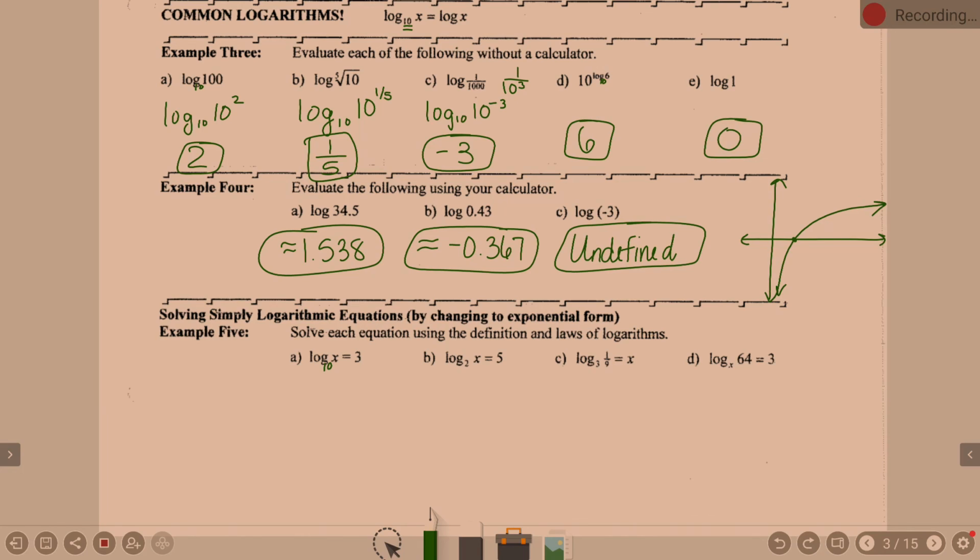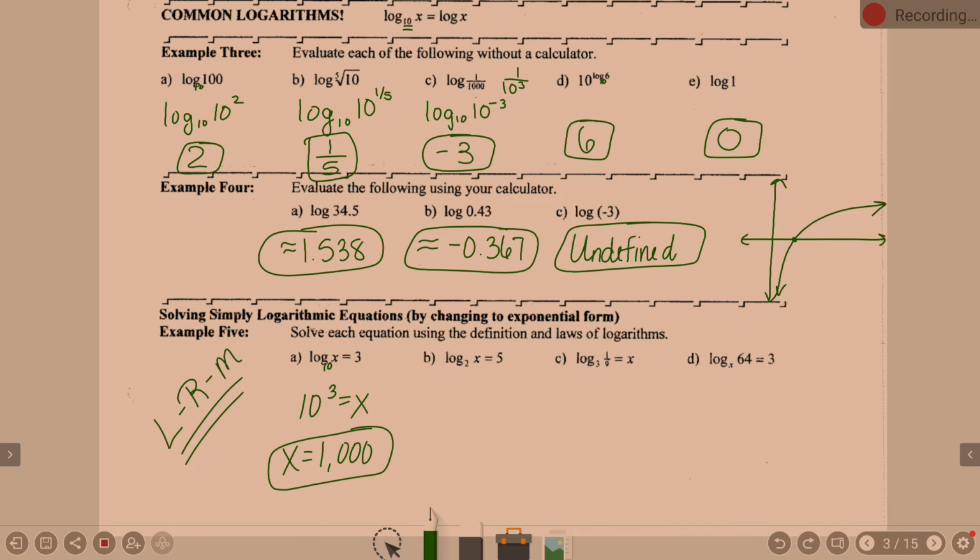So you put 10 to the third, because the 3 left, right, middle. So 10 to the third equals x. Man, hardest equation we've solved in a while, huh? Wow. What is 10 to the third? 1,000.